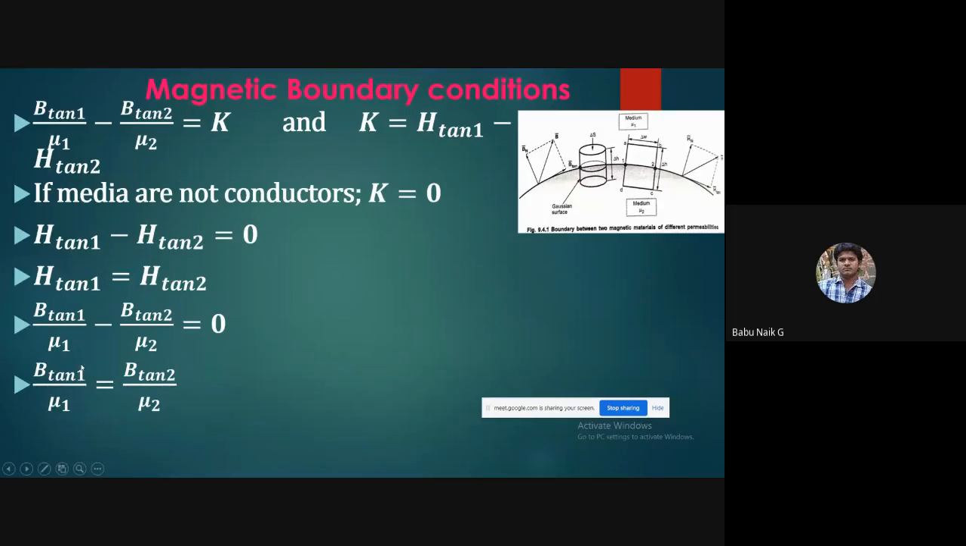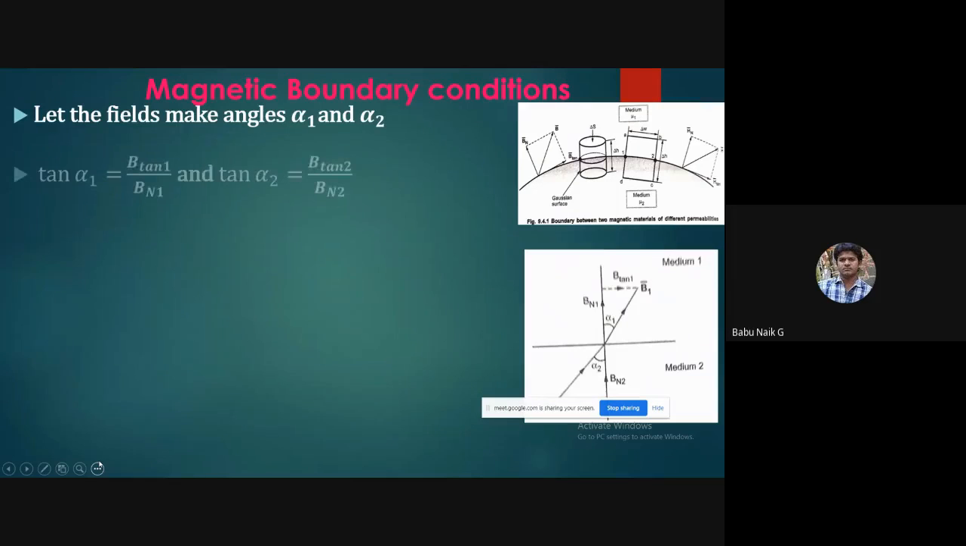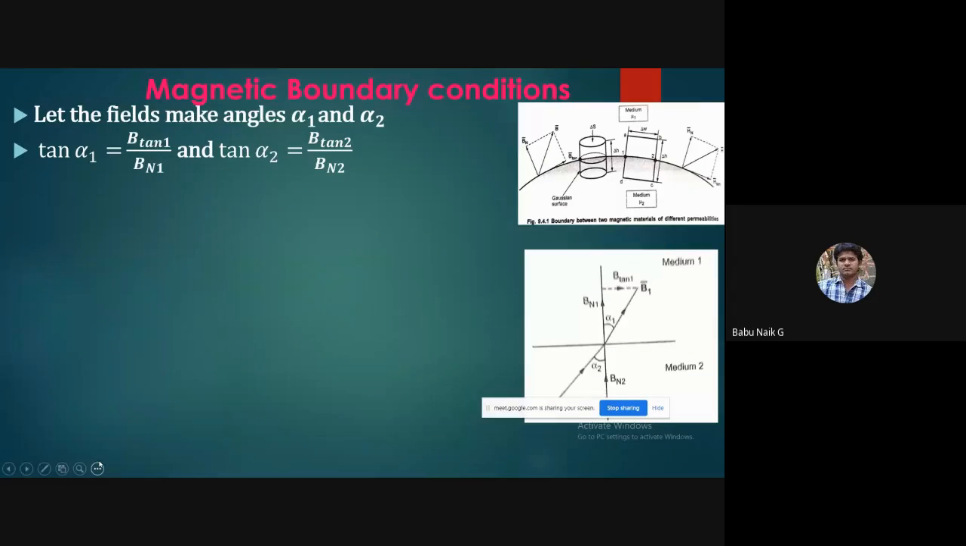Okay. So further you can equate this, and then B tangential 1 by B tangential 2, after cross multiplying each other, mu1 is mu naught into mu r1, and mu2 is mu naught into mu r2. So mu naught is constant in both of the mediums here. So we'll get the final equation in this one. So those things are for the boundary condition.